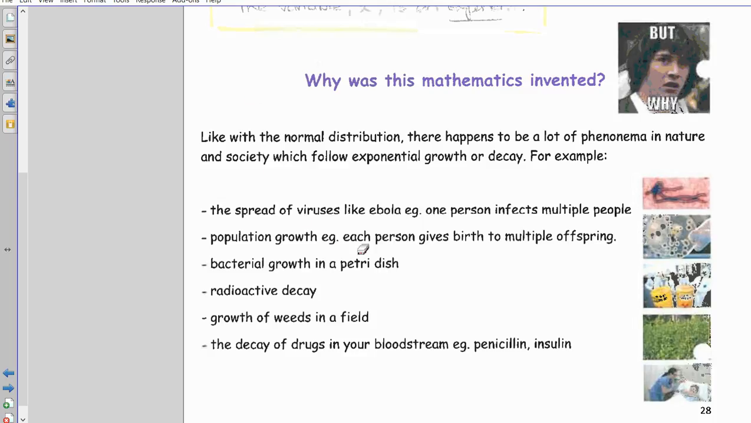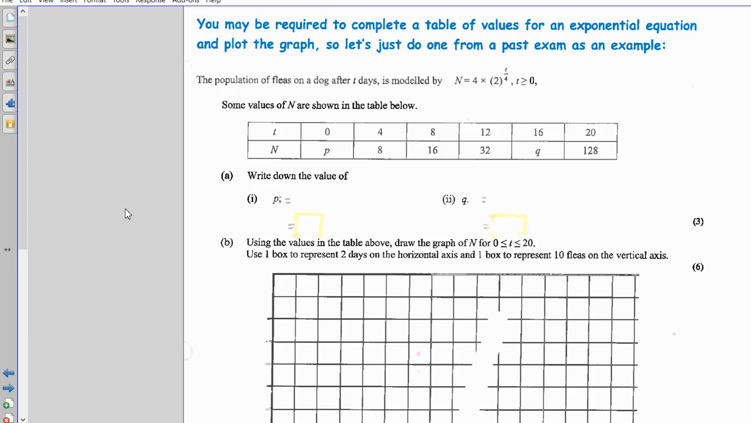So you still have small trace amounts of drug in your blood. And same with insulin, for example. So that's why this mathematics was invented, because it's found to have some relevance in the real world.